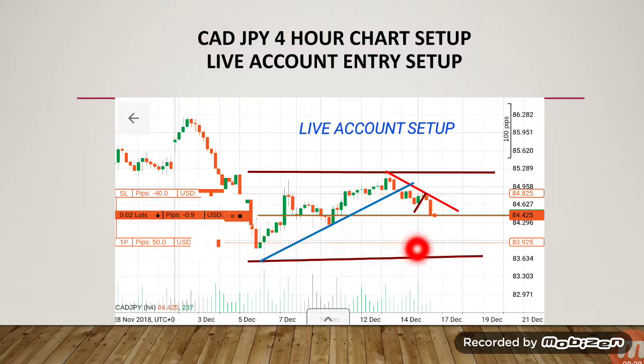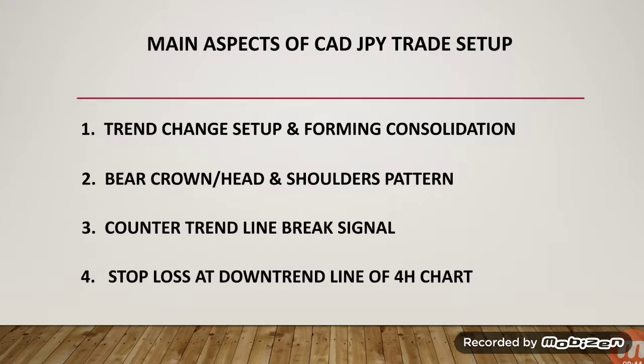That was expected to be hit just above the support level. So the main aspects of this trade setup were that the market was starting a trend change on a 4-hour chart as part of the formation of a consolidation on this time frame. This was taking the form of a bear crown setup, otherwise known as a head and shoulders pattern.